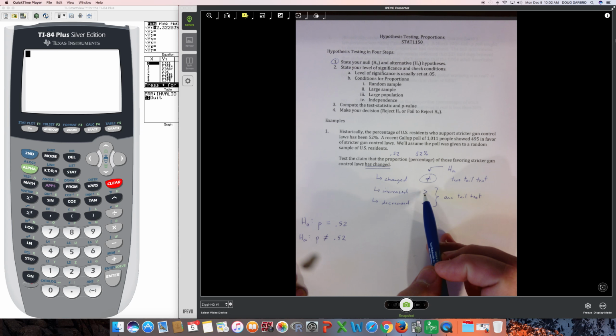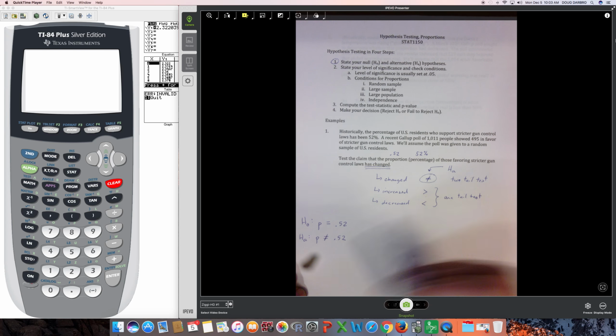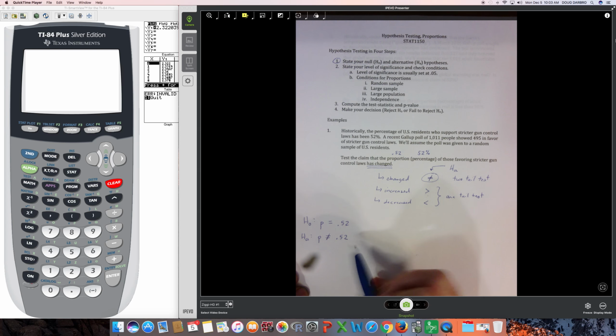Here, we're specifying that it is increased, so the only way we could reject is if our rejection region was higher. So if our test statistic fell in that particular region. So again, I think that's going to be a lot clearer when you get an illustration from the calculator.